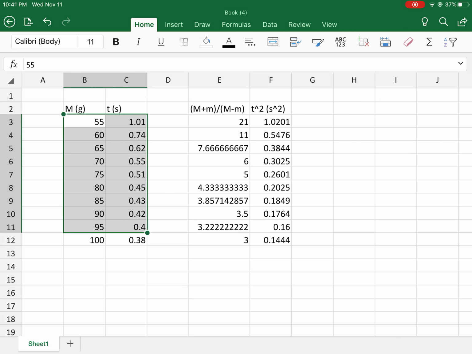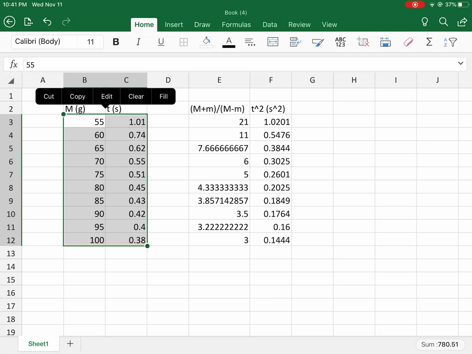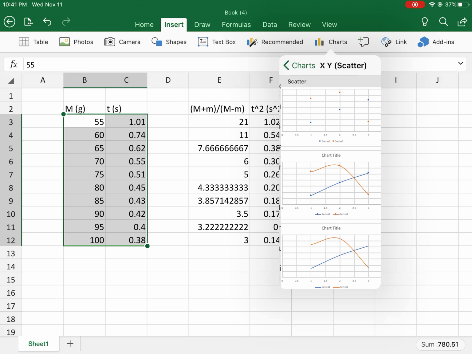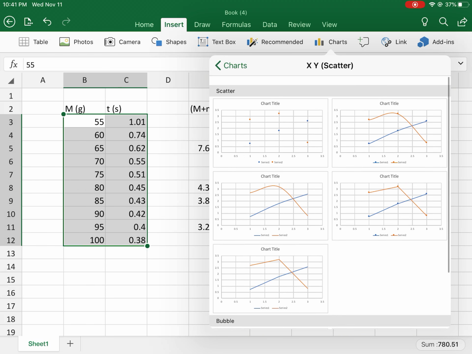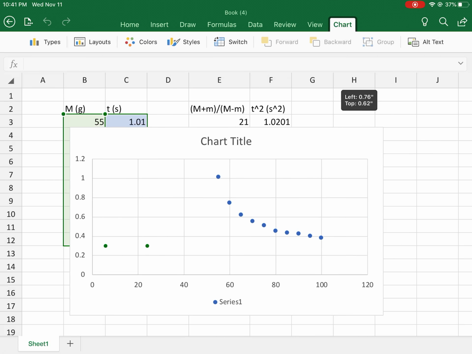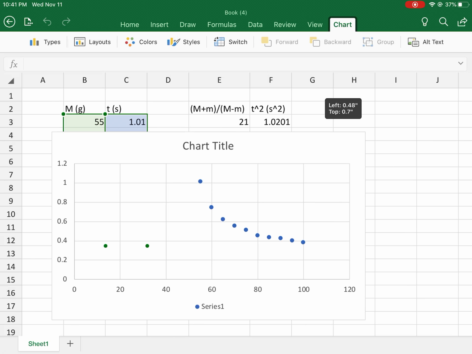Time to add our graphs. We highlight the data, not the column headings, just the numbers. Hit insert, charts. We are inserting scatter plots with no connector lines. So the first option on the top left. There we go.